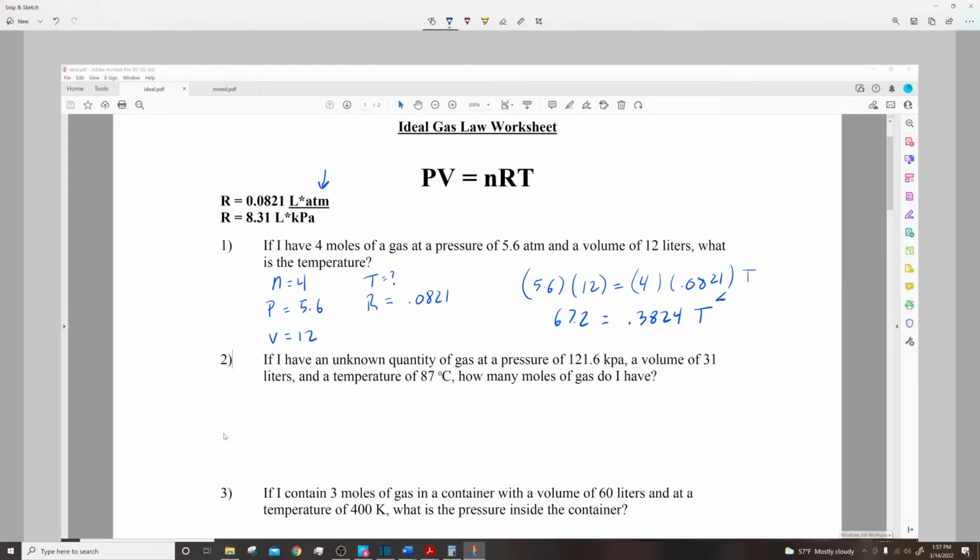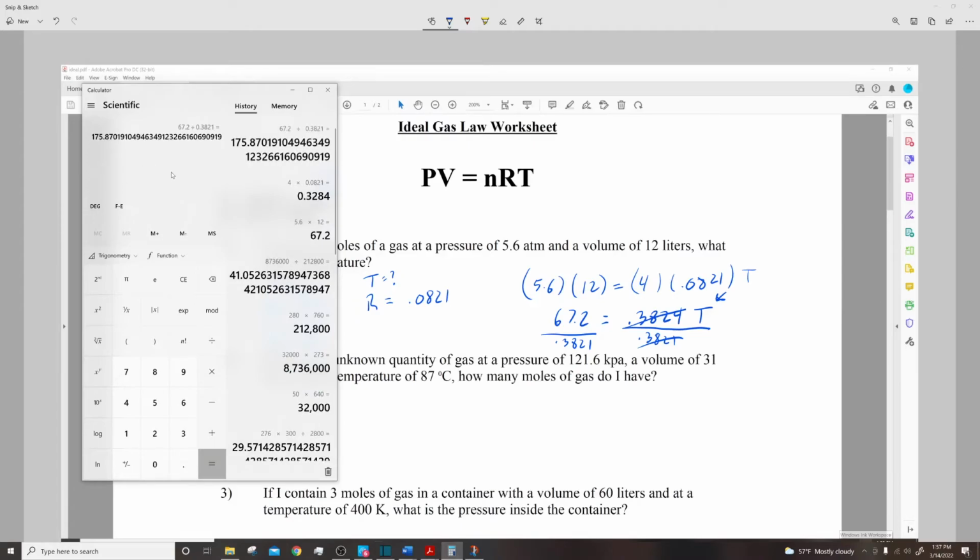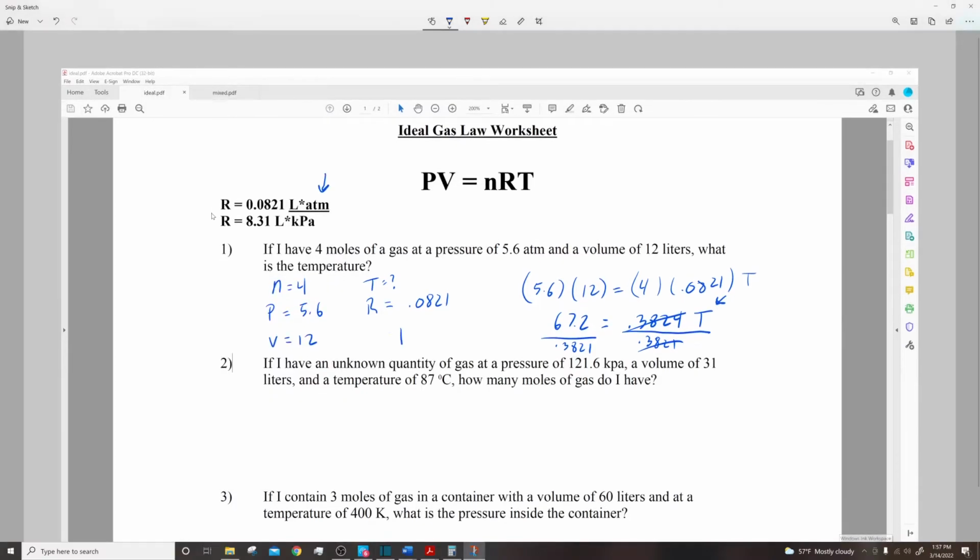So now our final step is to isolate the variable. We want T by itself, so we're going to divide both sides by 0.3824. That's going to cancel. So 67.2 divided by 0.3824 gives us 175.87. We're going to round that to 175.9. So T is equal to 175.9, which could also round to 176. And that's our temperature in Kelvin. And we're done.